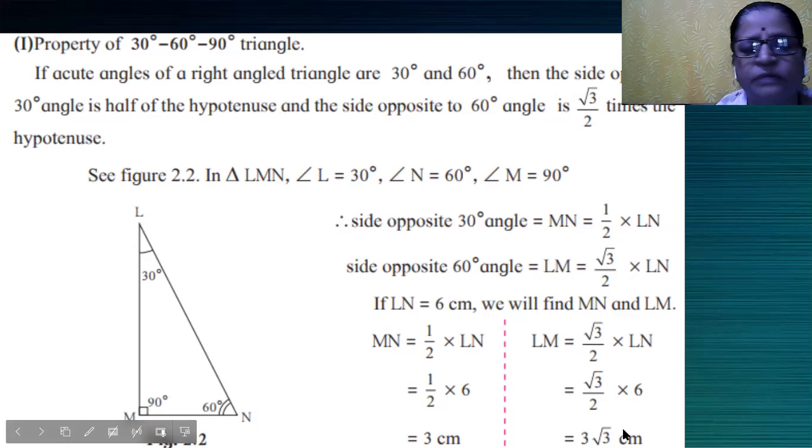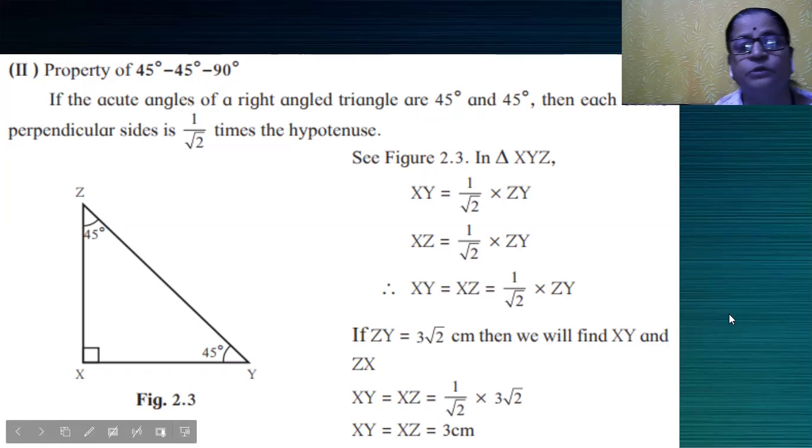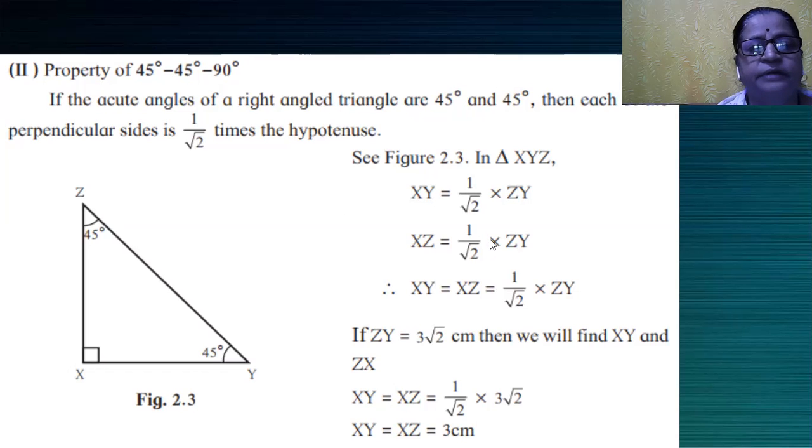Again, one more property we are going to study, that is the 45, 45, 90 degrees property. This theorem we also studied last year, and we are using that property to solve these examples. We know that if the acute angles of a triangle are 45 degrees and 45 degrees, then each of the perpendicular sides is 1 by square root 2 times the hypotenuse. In this triangle XYZ, angles Y and Z are 45 degrees.